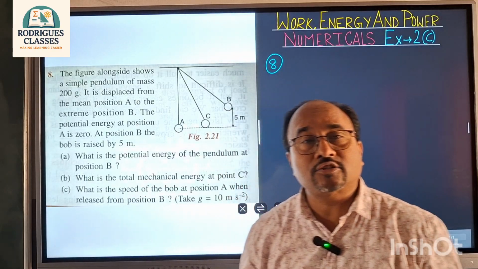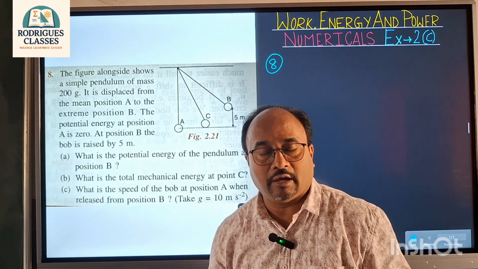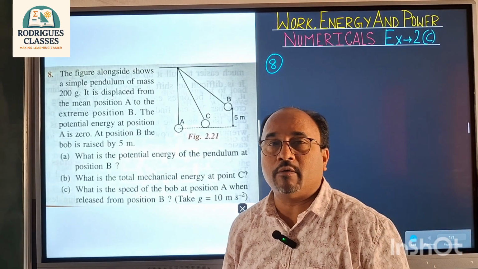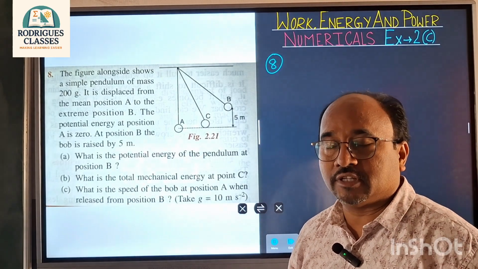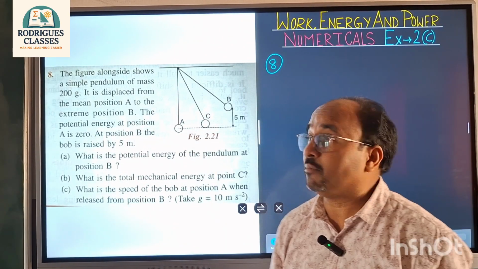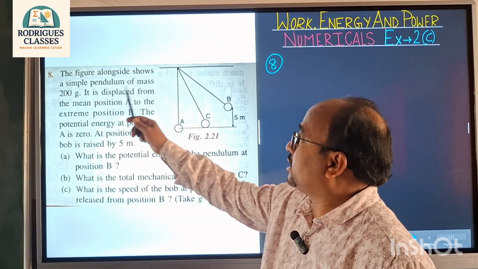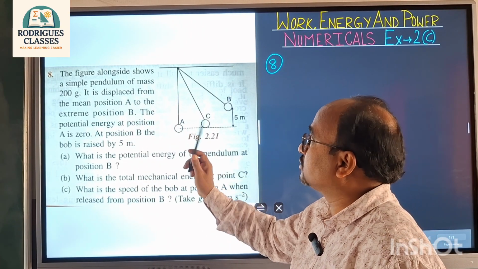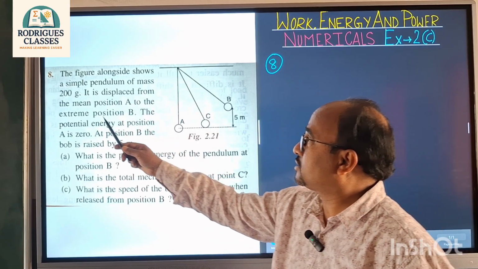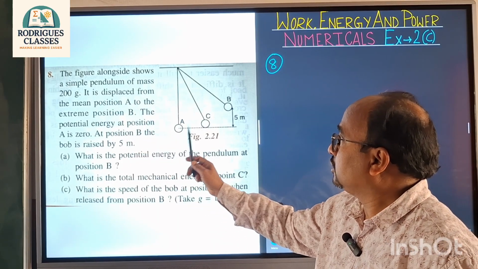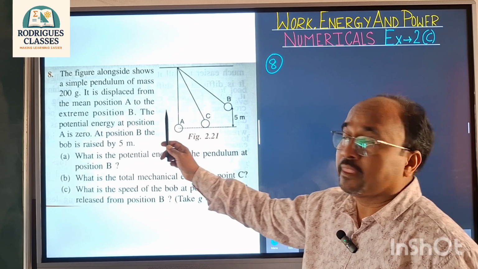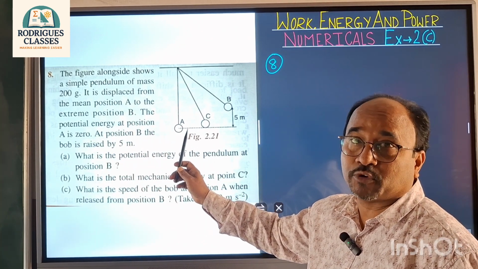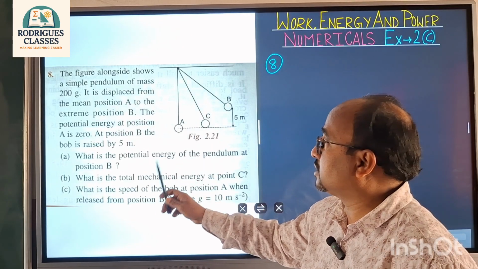Finally, we come to the last numerical of this C part, or to say the last numerical of this chapter, work, energy and power. Let us take a look at this numerical which is based on a pendulum. The figure alongside shows a simple pendulum of mass 200 grams. So the bob has a mass of 200 gram. It is displaced from the mean position A to the extreme position B. The potential energy at position A is 0. This place's potential energy is considered to be 0.